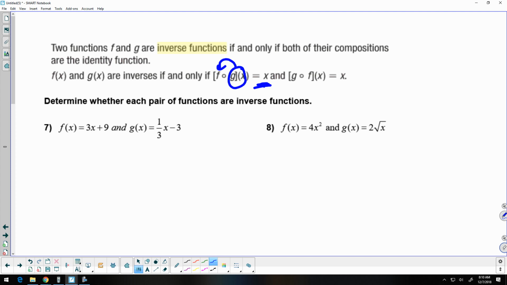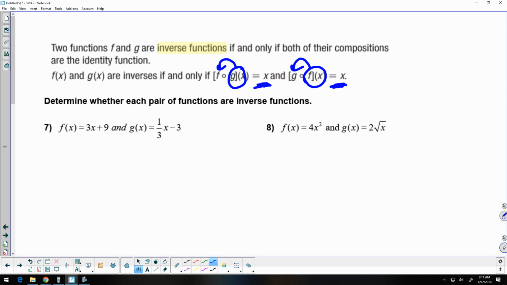And if I do the other composition, if I plug f of x into g of x, once again, I also want to be left with just a positive 1x. But you have to check both compositions. You can't just do one of them and then think you're correct. So checking each composition, determine whether these functions are inverses.